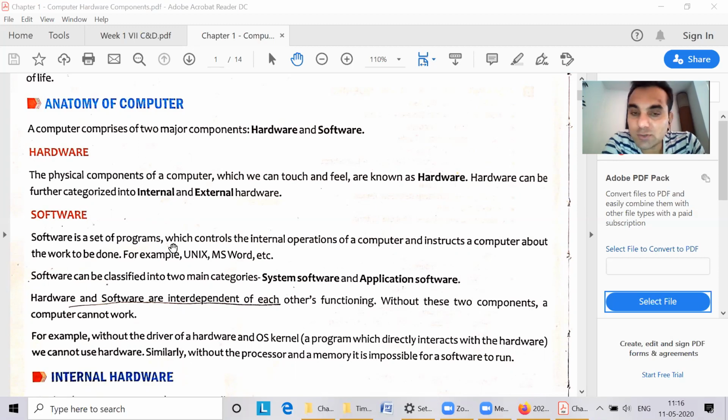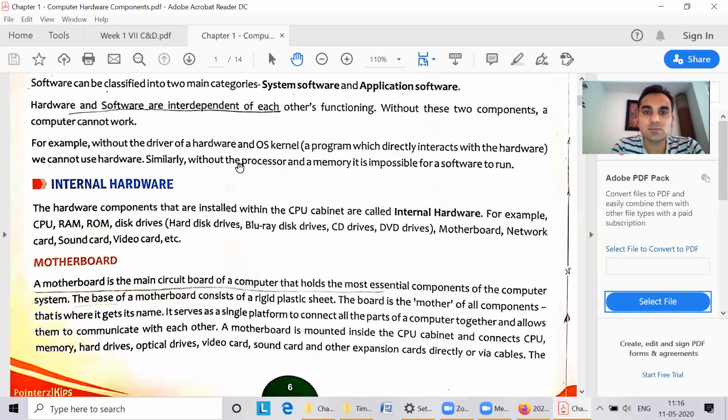The second component of the computer is software. It is a set of programs which controls the internal operations of the computer and instructs the computer about the work to be done. For example, Unix, MS Word, etc. Software can be classified into two main categories: system software and application software.